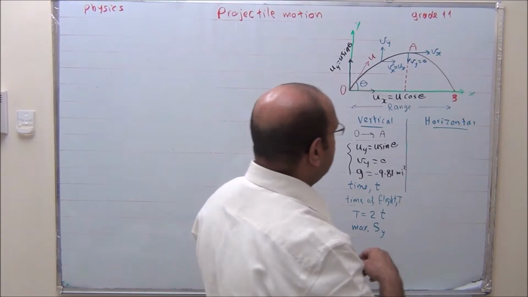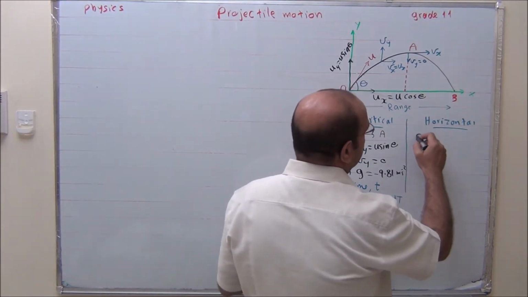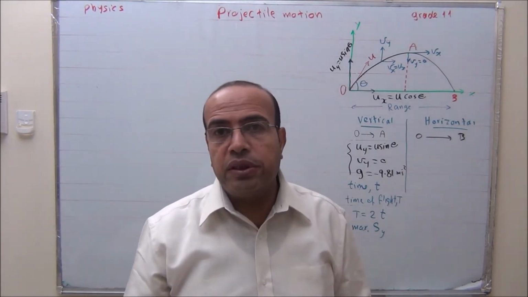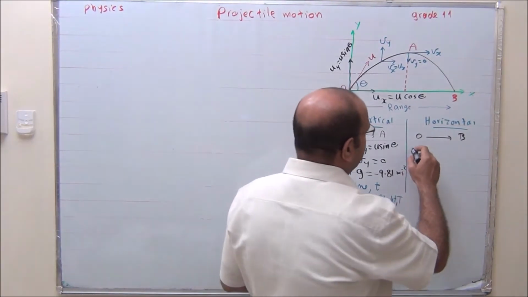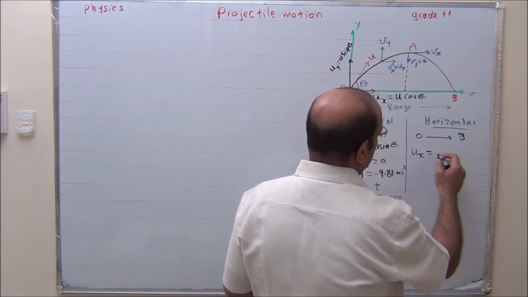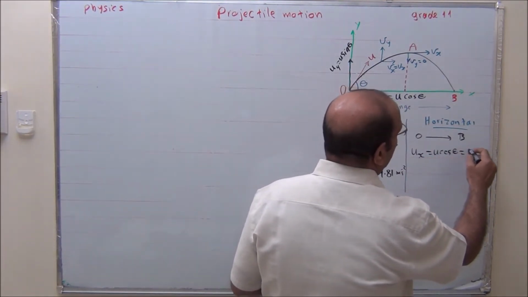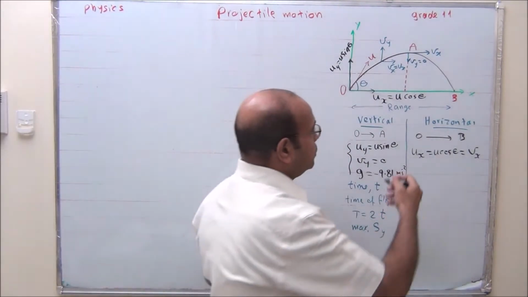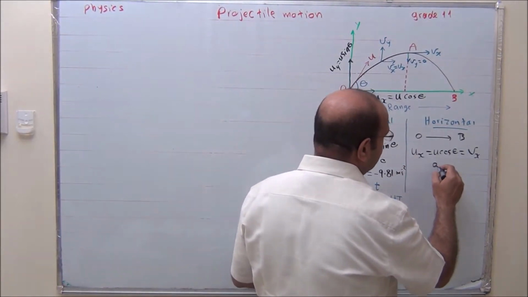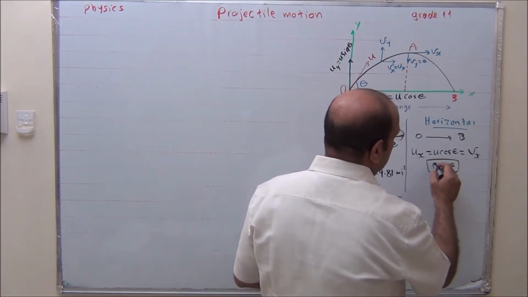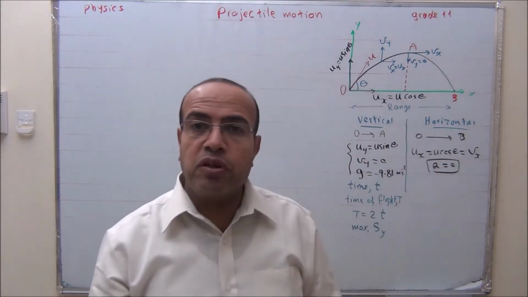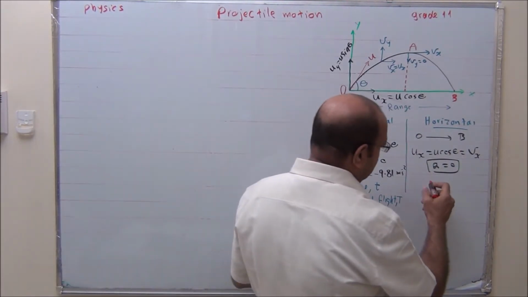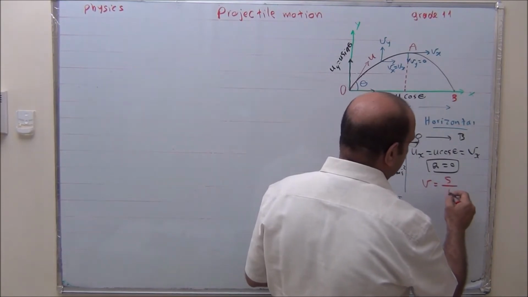Now, on the other hand, horizontal. What do we have in the horizontal? It is the motion from O to B. We have the velocity, which is constant: ux equals u cosine theta, constant through the motion. So no acceleration. Horizontally, the acceleration equals 0. So we use just one formula: V equals S over T.